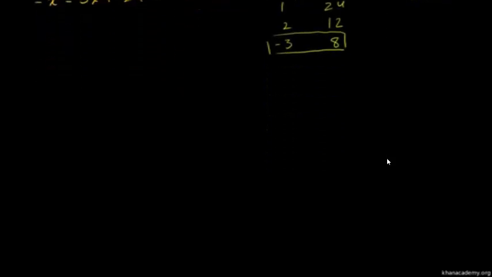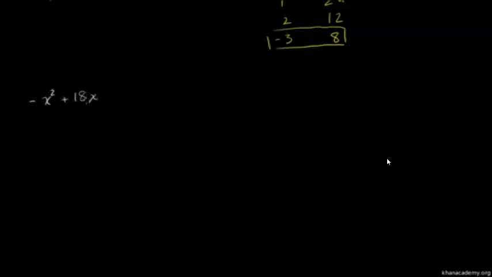Let's do one more of these. The more practice, the better, I think. All right, let's say I had negative x squared plus 18x minus 72. So once again, I like to factor out the negative 1. So this is equal to negative 1 times x squared minus 18x plus 72.